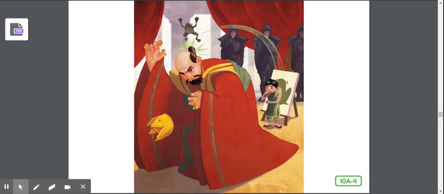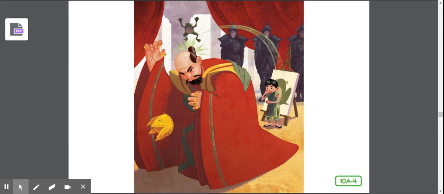No good thing can remain a secret forever. Soon, news of Mo Ling and the magic paintbrush reached the ears of the greedy emperor. A greedy person is someone who wants more than they need. What do you think the greedy emperor will do?